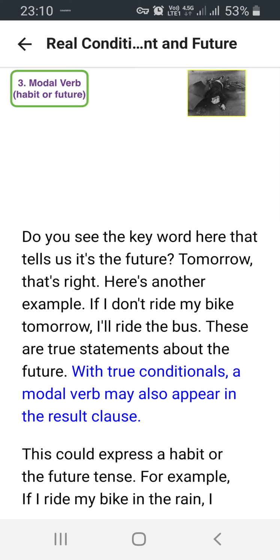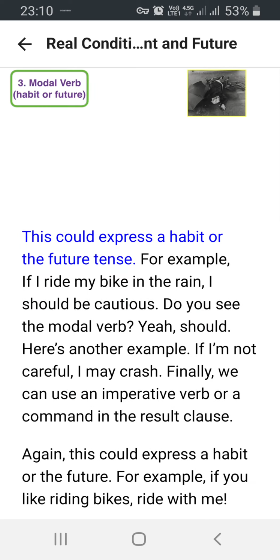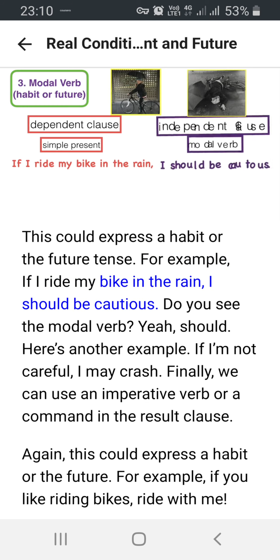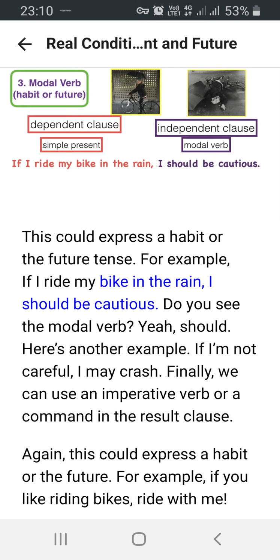With true conditionals, a modal verb may also appear in the result clause. This could express a habit or the future tense. For example, if I ride my bike in the rain, I should be cautious. Do you see the modal verb? Yeah, should. Here's another example. If I'm not careful, I may crash.